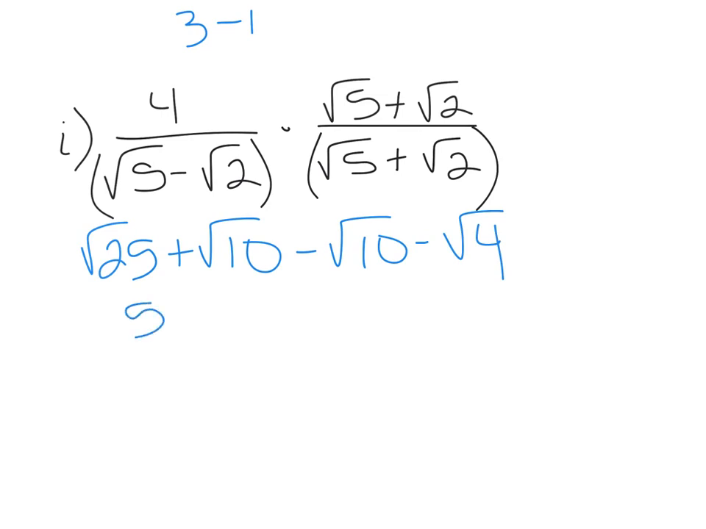Square root of 25 is 5. These two middle terms cancel each other. The square root of 4 is 2. We end up with 5 minus 2, which is 3. Then we're going to do the top.